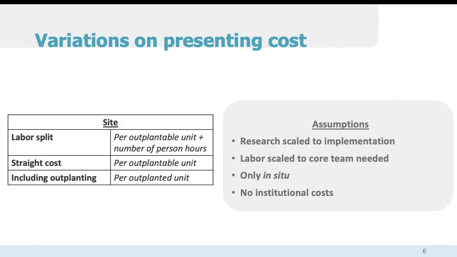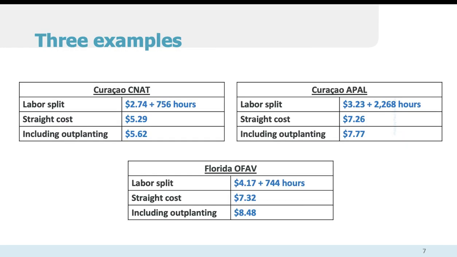I'm not showing a factor of success at the moment because it would take me way longer than 5 minutes to explain how we're doing that, because there are some caveats. So, 3 examples: 2 from Curacao, one with Colpophyllia natans, one with Acropora palmata, and in Florida with Orbicella faveolata. So a boulder, a brain, and a branch.